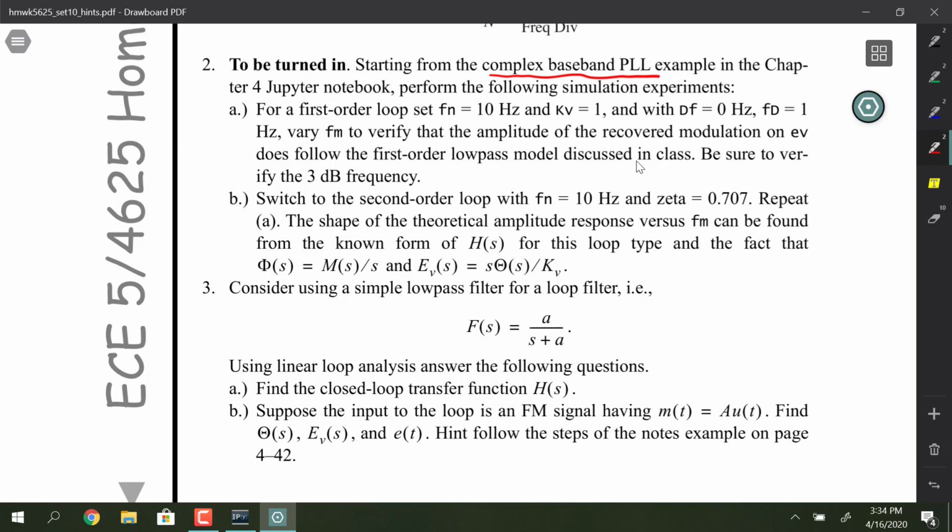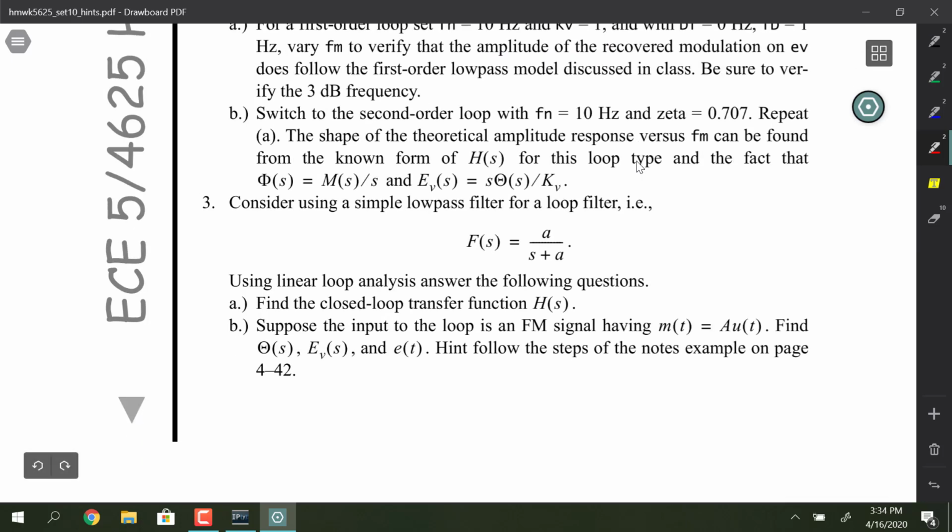Third problem is just analyzing a simple low-pass filter and going through the closed-loop transfer function analysis like we did for the first-order loop last time. And then you're going to do a little bit of analysis in Part B, and that's very similar to what we did for the first-order loop.